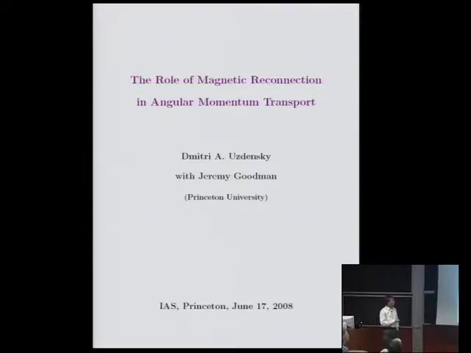Okay. I will be talking, well, not very much about MRI, but there will be something related to MRI in this talk. Let's see. Oh, it's a different one. Okay, thank you.